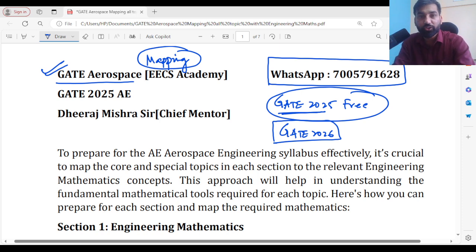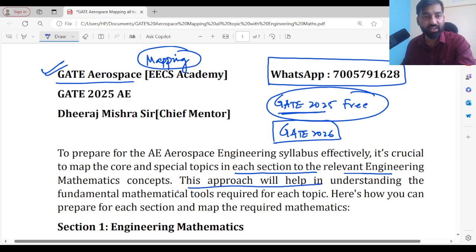So to prepare for the aerospace engineering syllabus effectively, remember, in my team, since I'm guiding and mentoring everyone, how you have to get through the subject, you have to always emphasize mathematics as far as aerospace engineering is concerned. So it's crucial to map the core and special topics in each section to relevant engineering mathematics. This approach will help in understanding the fundamental mathematical tools required for each topic.